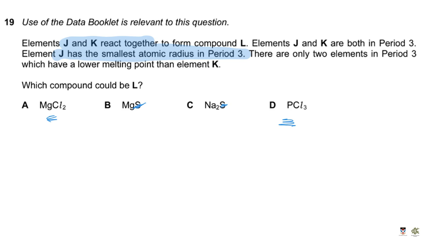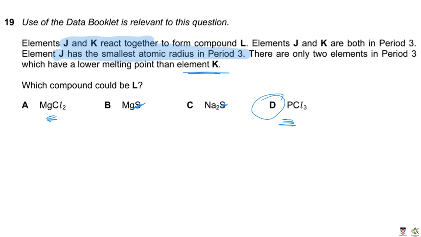Then the next bit of important information, there are only 2 elements in period 3 which have a lower melting point than K. So we know we're looking at the simple molecular structure, so it could be either phosphorus, sulfur, chlorine, or argon. We know argon's got the lowest of the melting points. Chlorine's got the second lowest, so it's between phosphorus and sulfur. We know sulfur's got more electrons in the structure than phosphorus, so a slightly higher melting point. So the correct option there must be P for phosphorus. So the correct answer is option D.